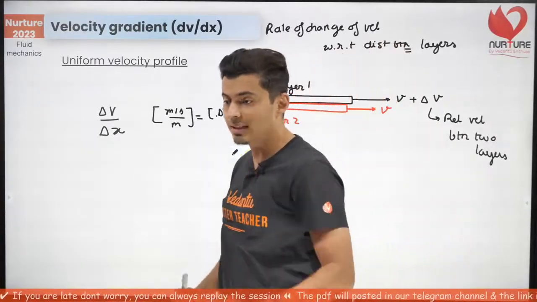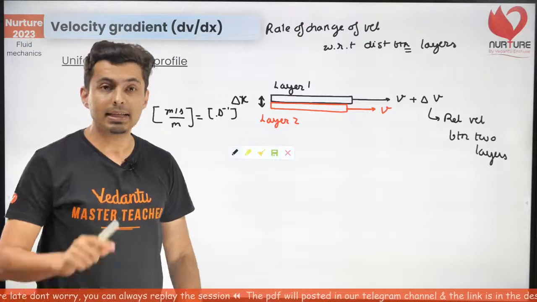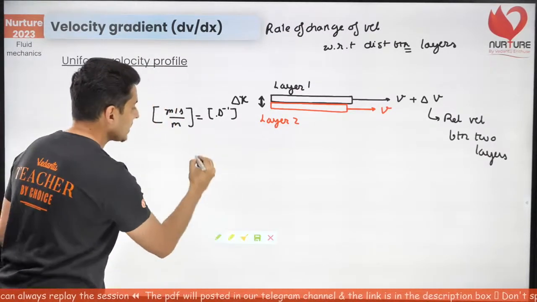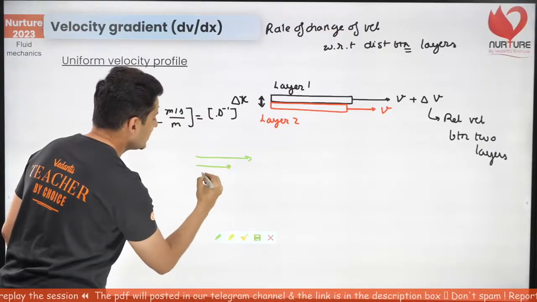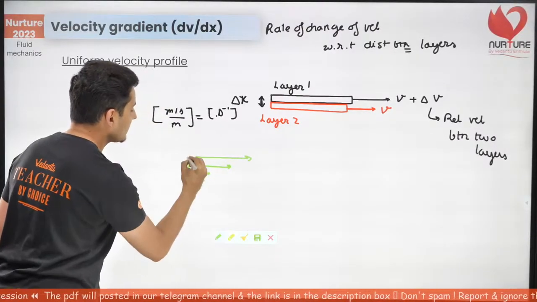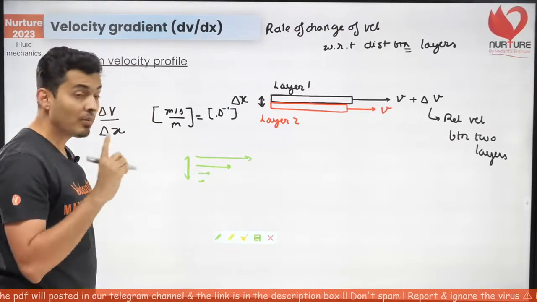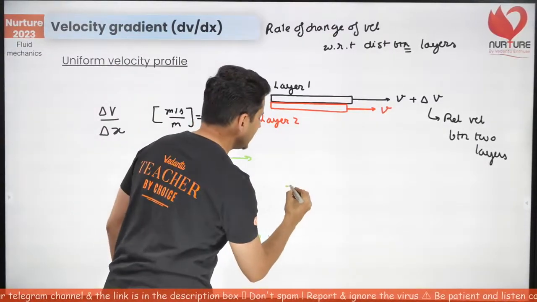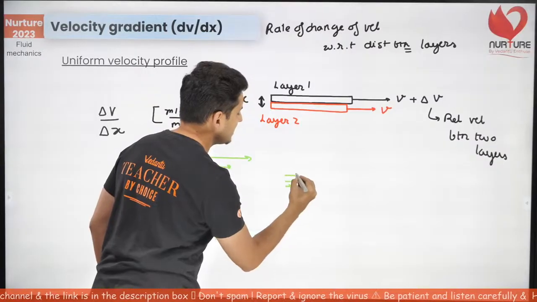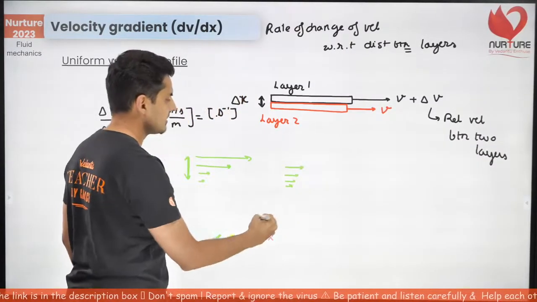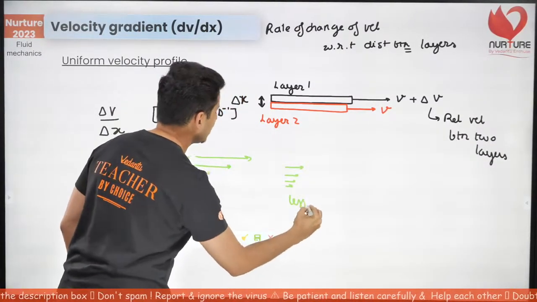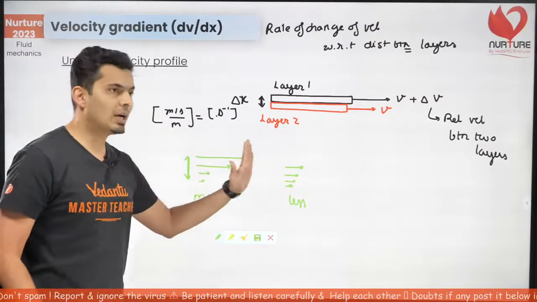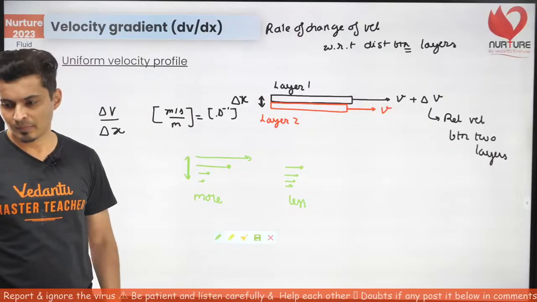If the velocity gradient is more, what it means is that there is rapid change of velocity in a small distance. But if the velocity gradient is less, then it means the velocity hardly changes with distance. So this is less velocity gradient, this is more velocity gradient. Is that now understood, my warriors?